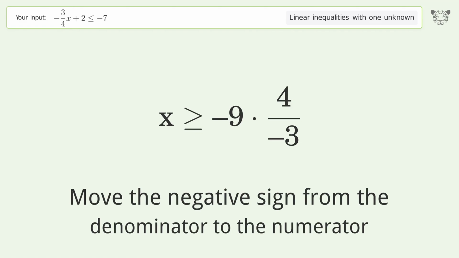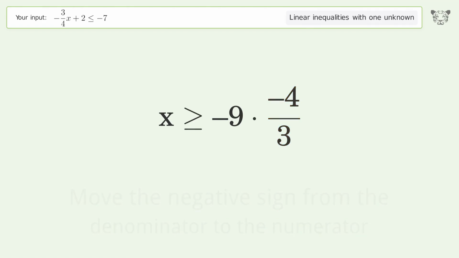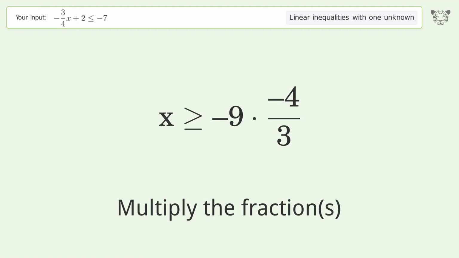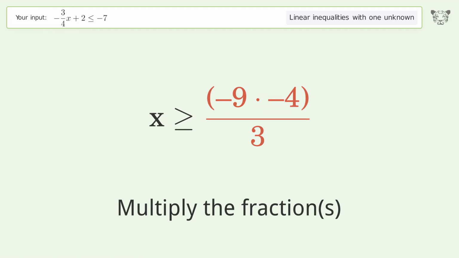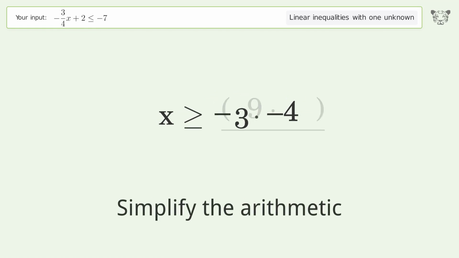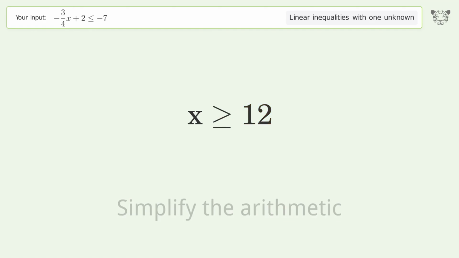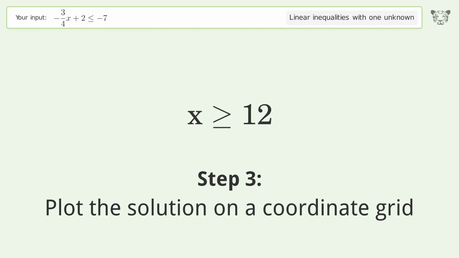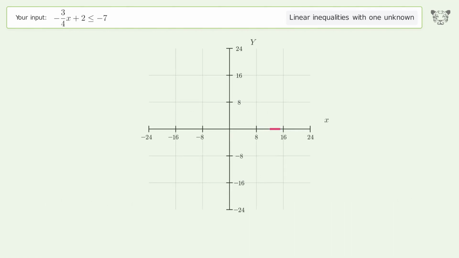Move the negative sign from the denominator to the numerator. Multiply the fractions. Simplify the arithmetic. Plot the solution on a coordinate grid. And so the final result is x equal or greater than 12.